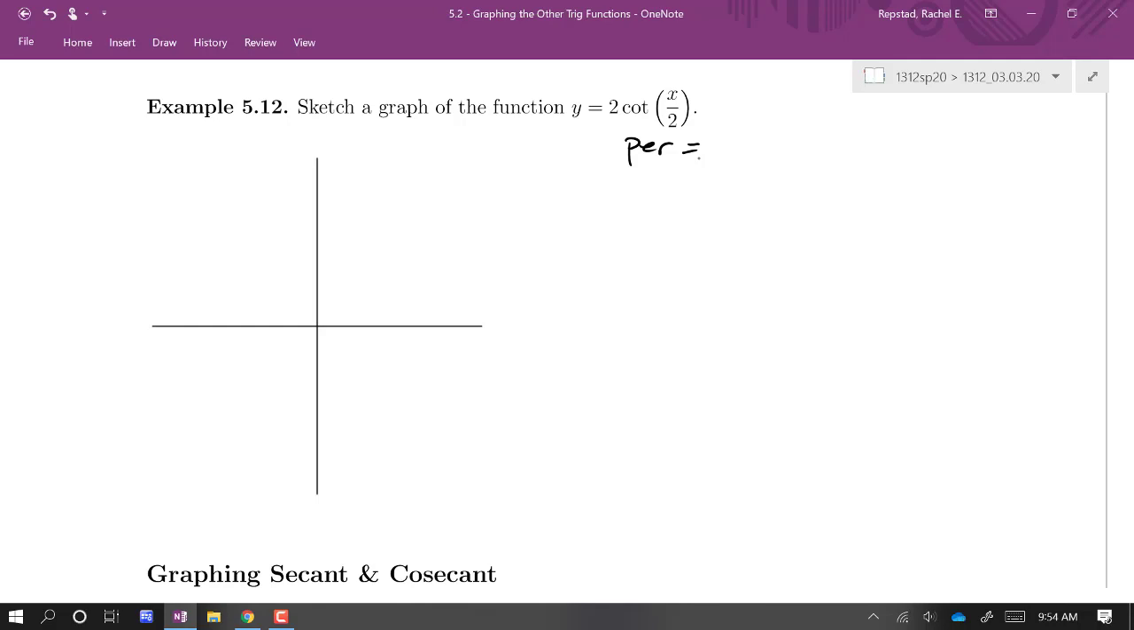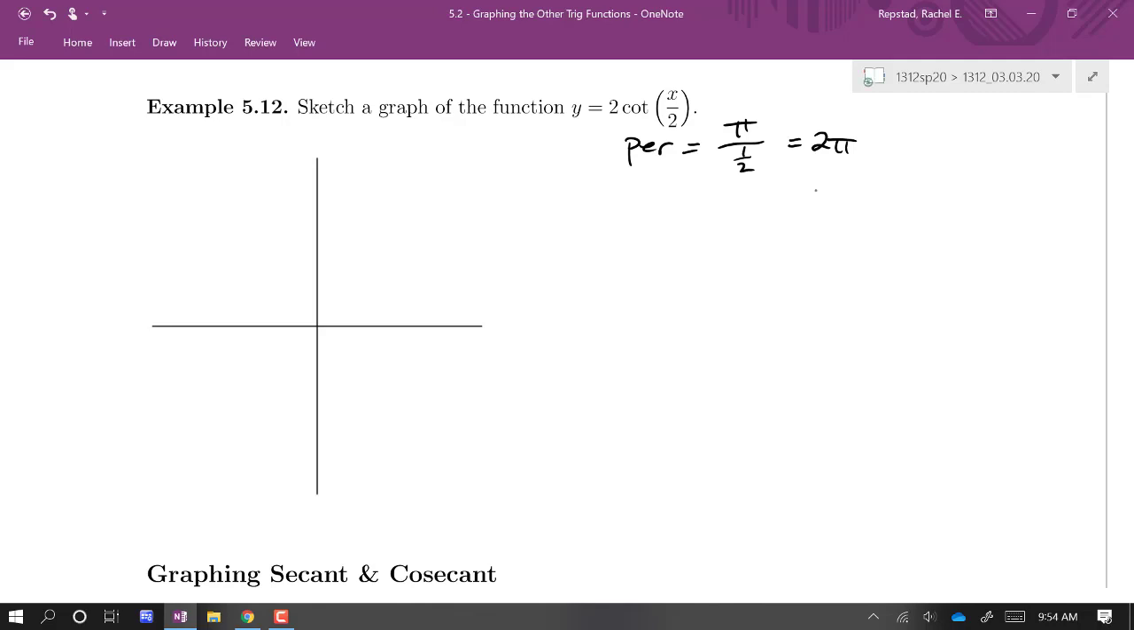No. Pi, because what we want to do is take pi and divide it by the coefficient on x. What is the coefficient on x? So 1/2 is the coefficient. Dividing x by 2 is the same as multiplying by a half. So our period is, in fact, 2 pi. And there is no phase shift here.